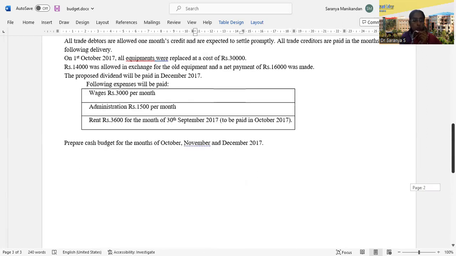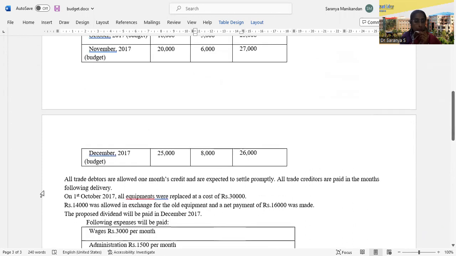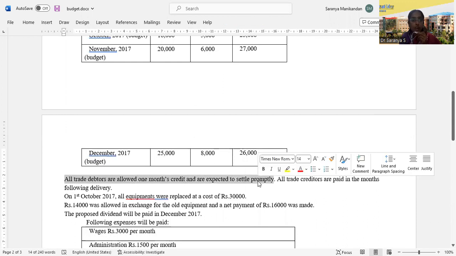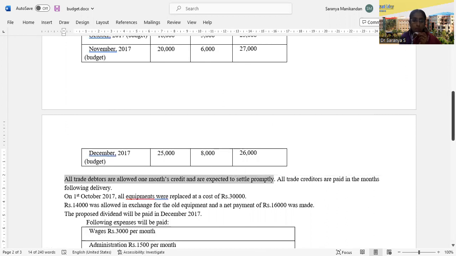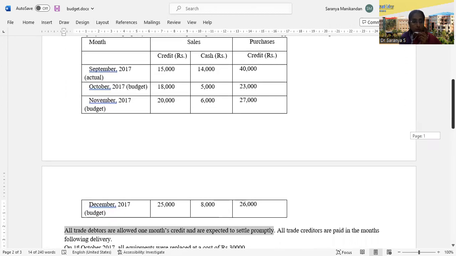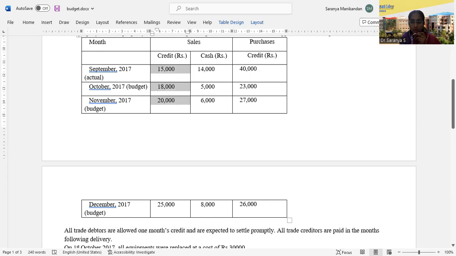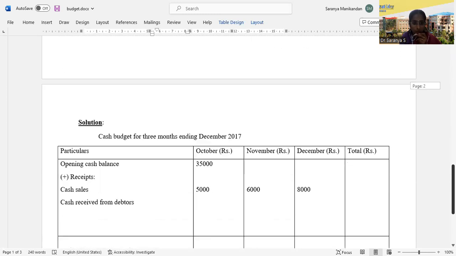So when we look at the debtors adjustment, it is given in the first line here. All trade debtors are allowed 1 month's credit and expected to settle promptly. So we have given 1 month time to make the payment to us. So in that case, September month credit sale of 15,000, we will receive this 15,000 in the month of October because we are given 1 month time period. So likewise, for October month amount, we'll receive in November. November month amount will receive in December. So we should write 15,000, 18,000, 20,000. So we will record it here.